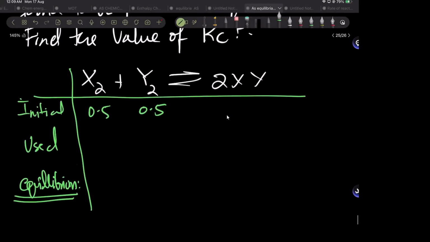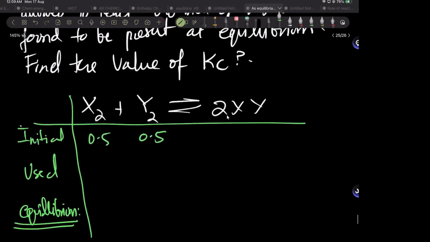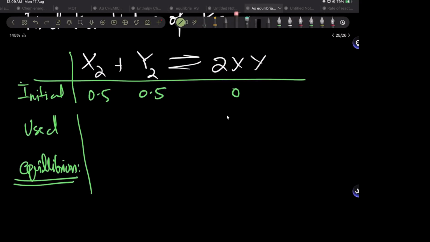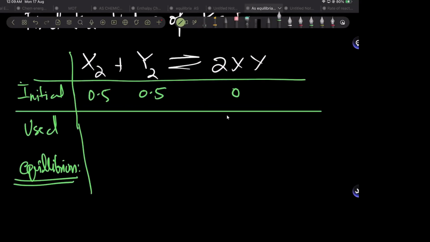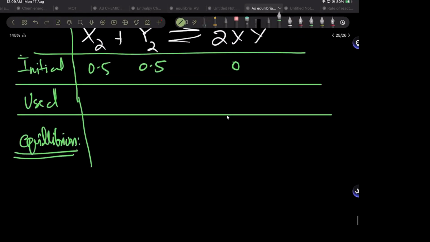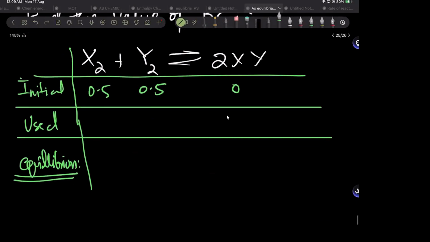What are the initial moles of XY? They're 0, because by the reaction of X2 and Y2, you'll produce XY. So there's 0 right now. Now, next thing, what is given in the question? You've been given that after the reaction reaches equilibrium, you found out that 0.6 moles of XY were found to be present at equilibrium. So the equilibrium moles of XY are given, that is 0.6.